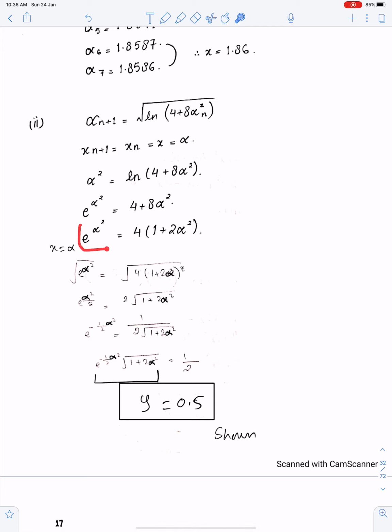So we have this e alpha square. By taking the square root on both sides, we have this. By taking the reciprocal of this e, we have this equation. By bringing this root here, we have this. This is y, so y is 0.5. This is what we had to show.